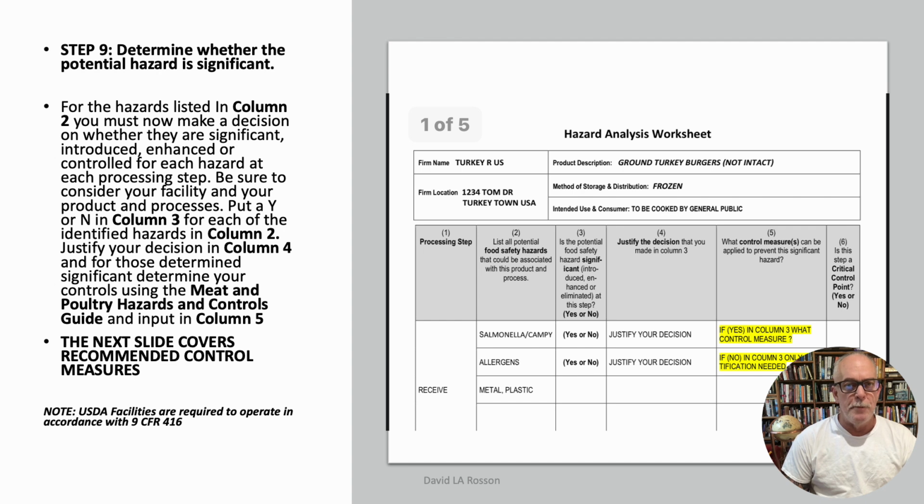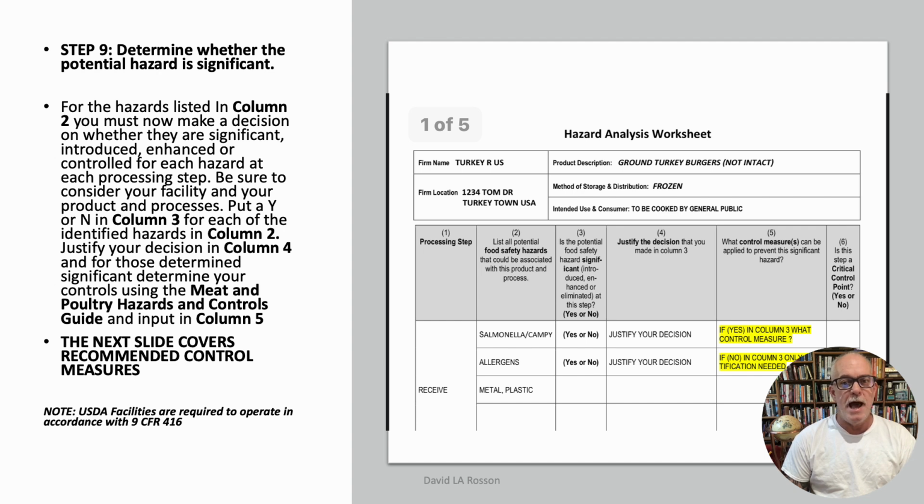Once you feel like you got a pretty good understanding for the type of hazards you're up against, you're going to want to determine whether those hazards are significant. We need you to understand them first before you make a decision here. So are they significant? You're going to answer yes or no in column 3 of your hazard analysis worksheet. But again, make sure you understand them.